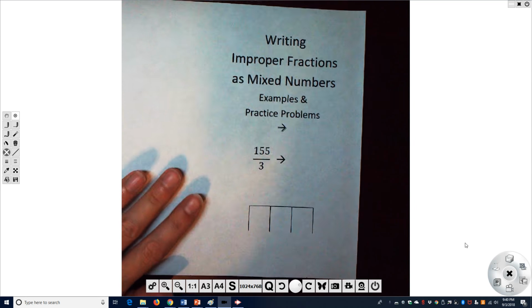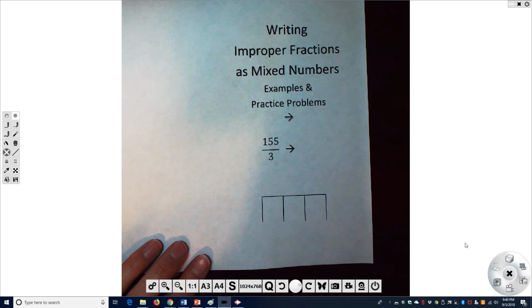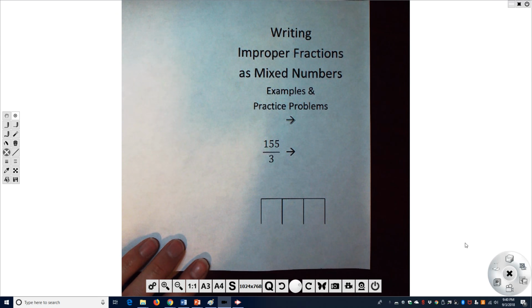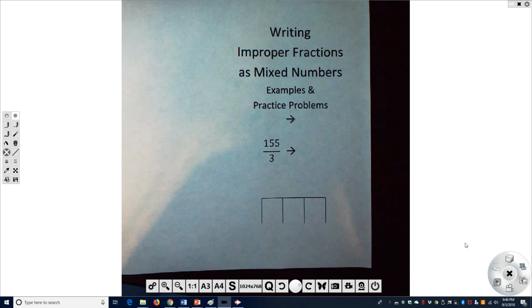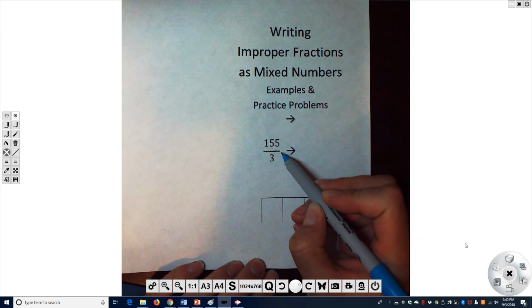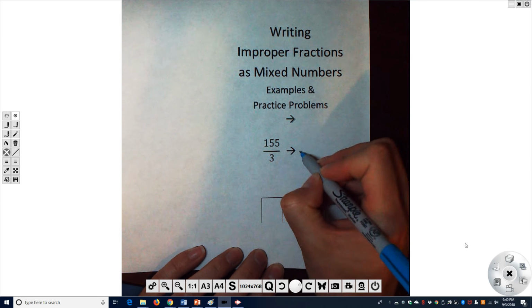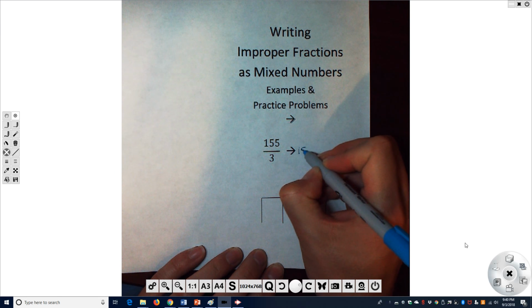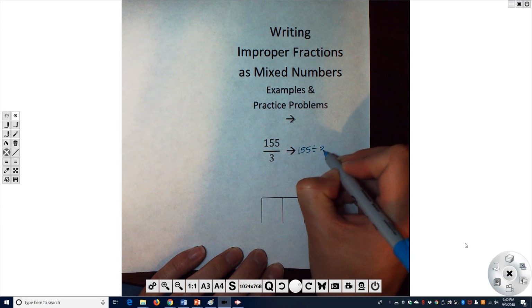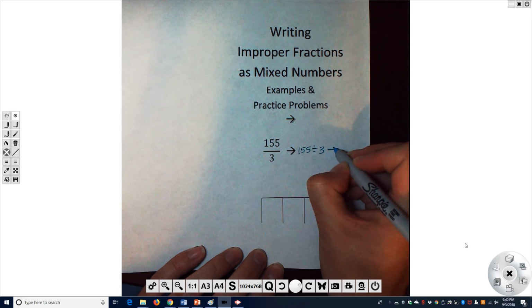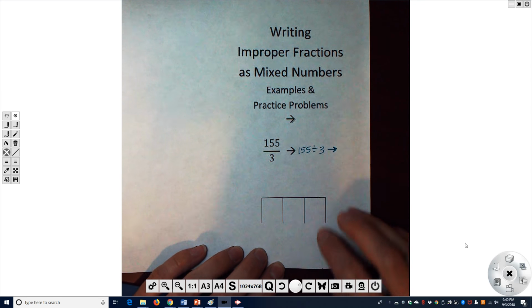We'll be using the horizontal division method in order to write improper fractions as mixed numbers. So we're going to start off with 155 over 3. Remember that the fraction bar here means divide. So this means 155 divided by 3, which will become our mixed number once we do the math.